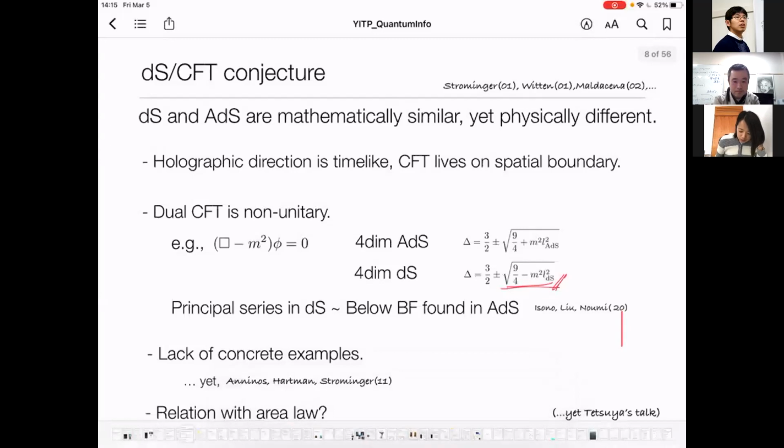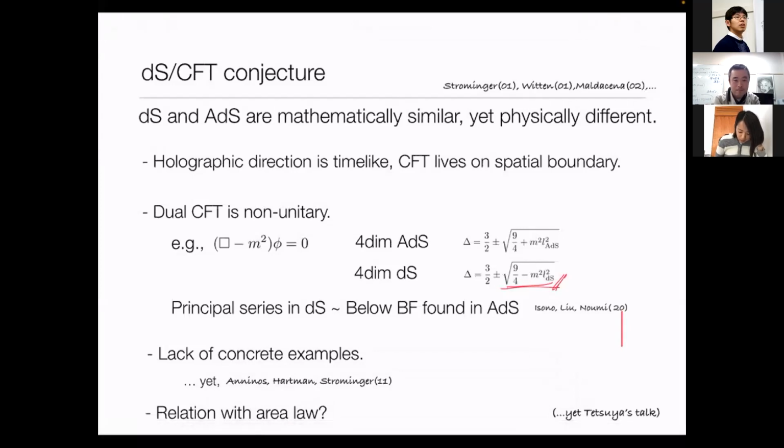And also in the case of dS, we are seriously lacking a concrete example. Yet Anninos, Hartman, and Strominger have proposed one example where we can smoothly do the analytic continuation. Also Tetsuya talked about the entropy in dS, yet still the relation with the area law is not very clear in the case of dS, in the sense that we don't know the relation with the microstates and so on, as much as we do in AdS.